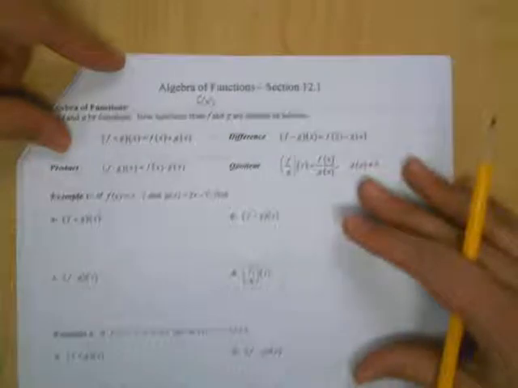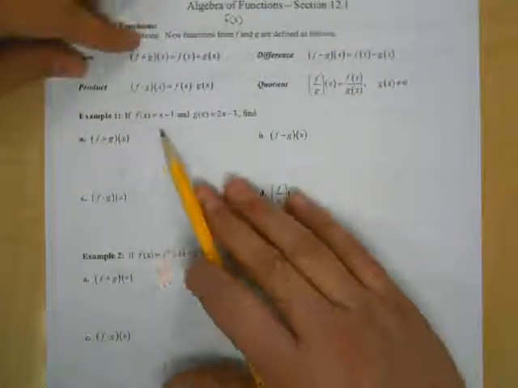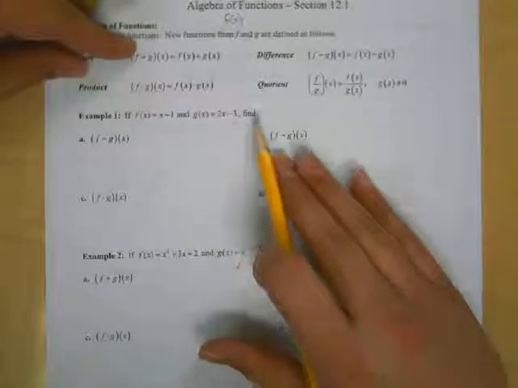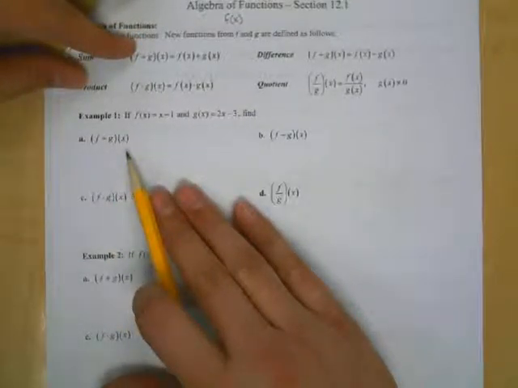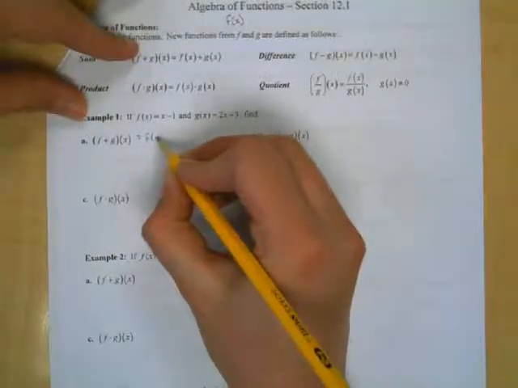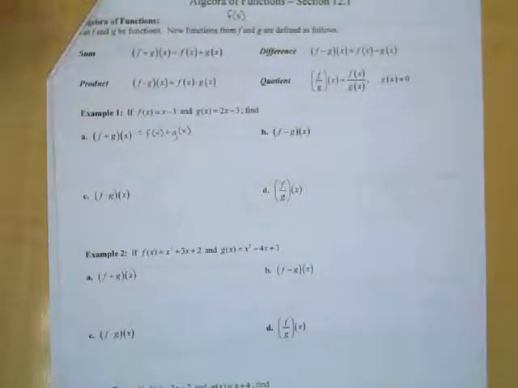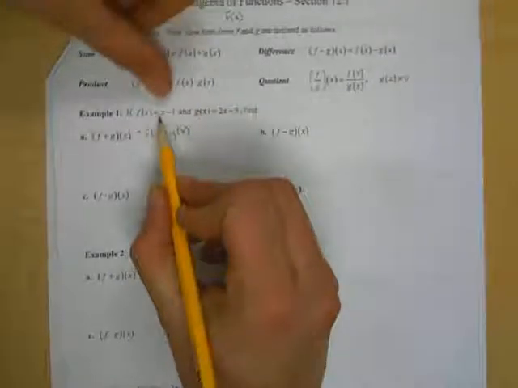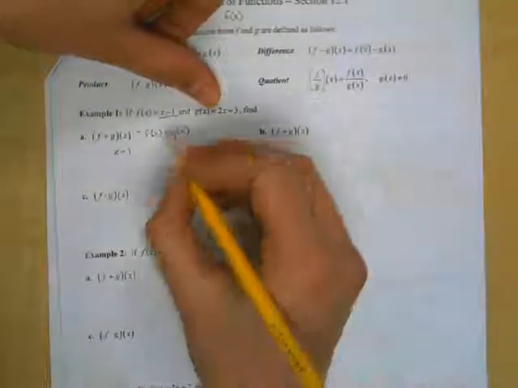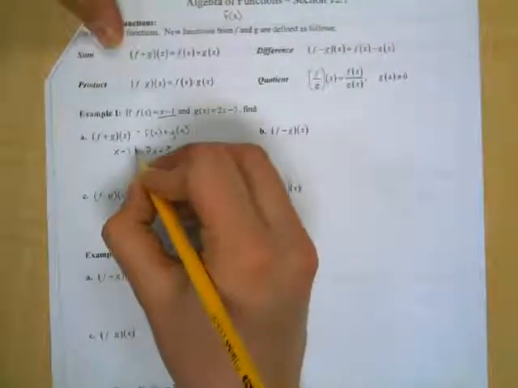So when I take a look at these, if f of x is equal to x minus 1, and g of x is equal to 2x minus 3, find f plus g of x. So what that means is f of x plus g of x. Now don't make this any more difficult than it needs to be. This literally means f of x here is x minus 1, and g of x is 2x minus 3. They just want us to add those two things together.